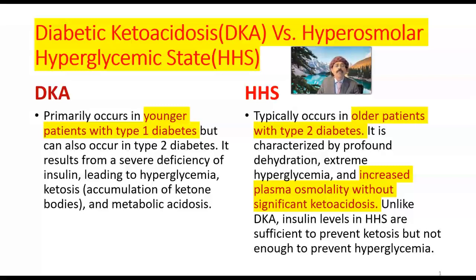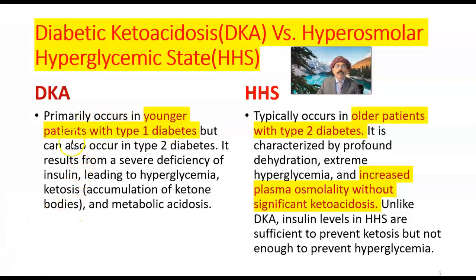Today I will discuss the differences between diabetic ketoacidosis and hyperosmolar hyperglycemic state. Hyperosmolar hyperglycemic state is also called hyperosmolar hyperglycemic non-ketotic state, so we can use the abbreviation HHNS. So how about diabetic ketoacidosis?